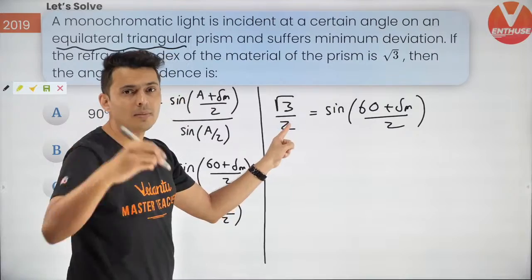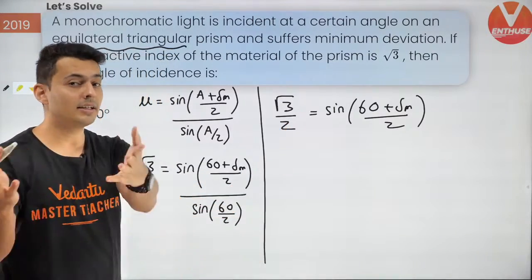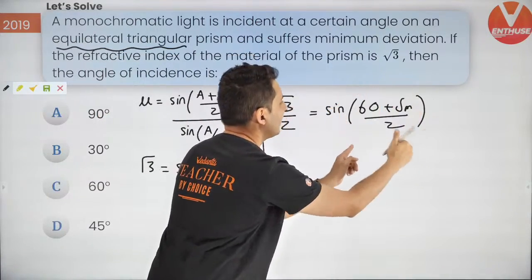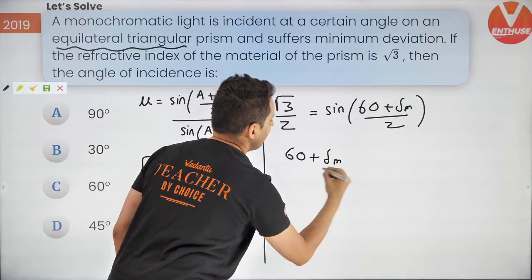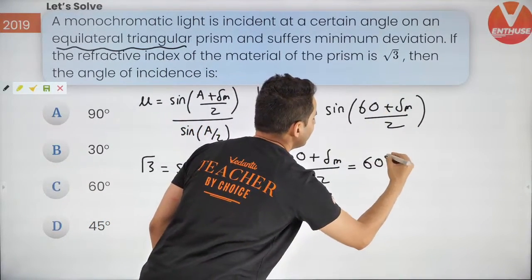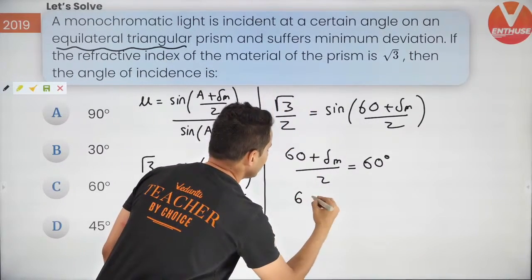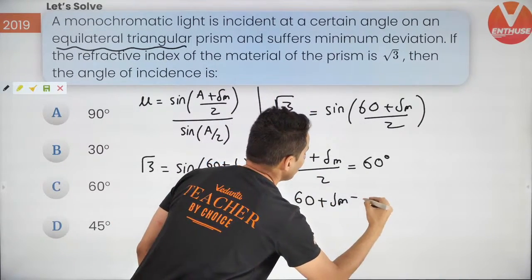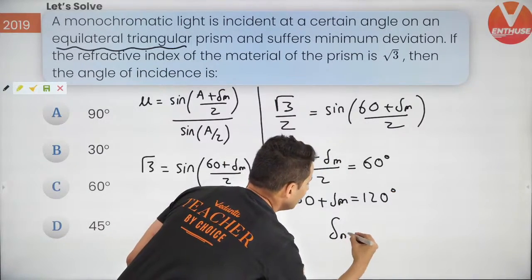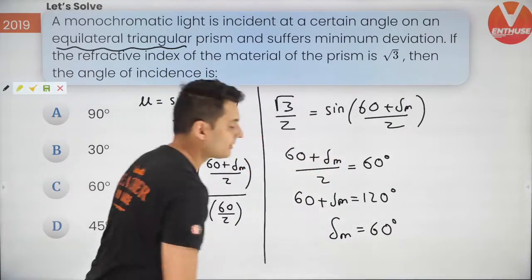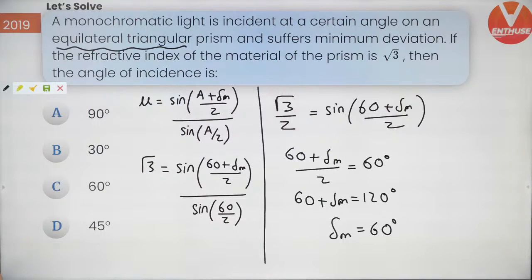Whose sine is √3 by 2? 60 degrees. Correct? So whatever is there inside of it, which is 60 plus delta m by 2, that must be 60 degrees. Therefore, 60 plus delta m must be 120 degrees. Therefore, delta minimum must be 60 degrees. Is that clear? I hope this is clear.